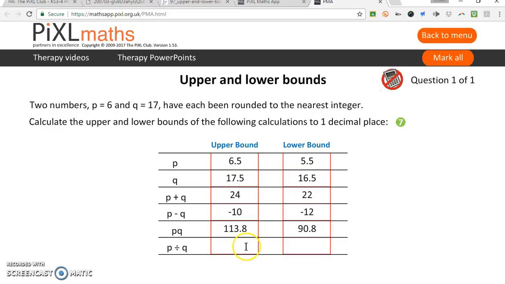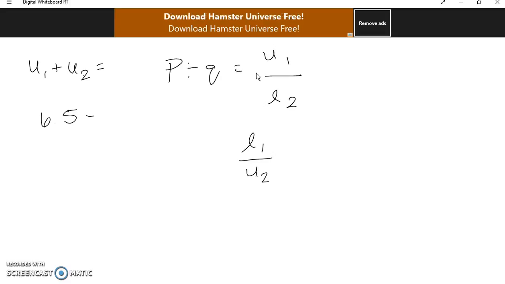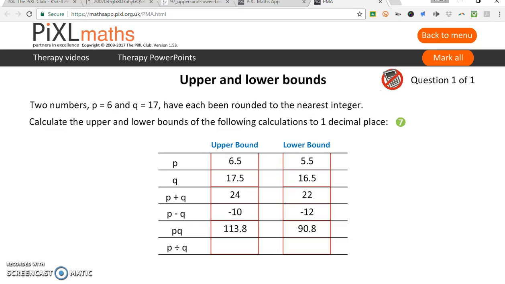90.75, but round up. Now, P divided by Q is a little bit trickier, because when we look at P divided by Q, we're going to take the upper limit from 1, and we're going to divide by the lower limit of 2, and then we're going to take the lower limit of 1 and divide by the upper limit of 2. And that's going to give us P divided by Q.